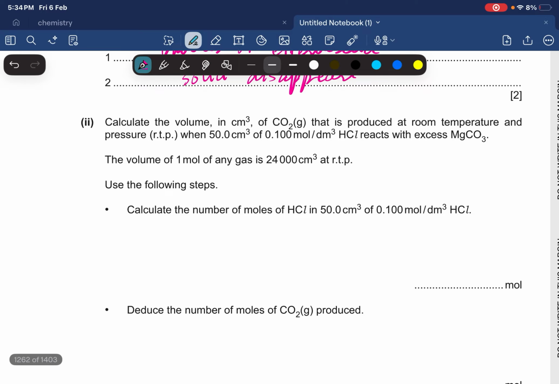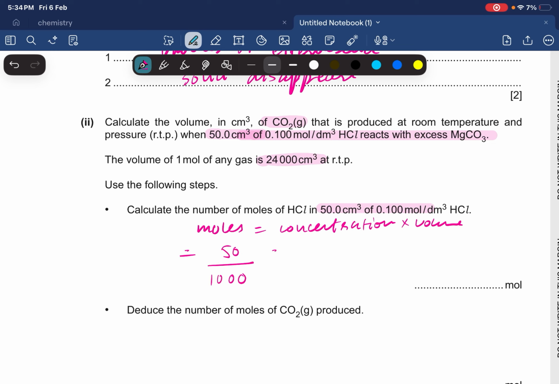Calculate the volume in cm cube of carbon dioxide that is produced at room temperature. Okay, 50 cm cube of this HCl reacts with excess MgCO3. The volume of 1 mole of any gas is this at RTP. Calculate the number of moles of HCl. We know that moles equals concentration times volume, right? So moles equals 50 divided by 1000 multiplied by 0.100.